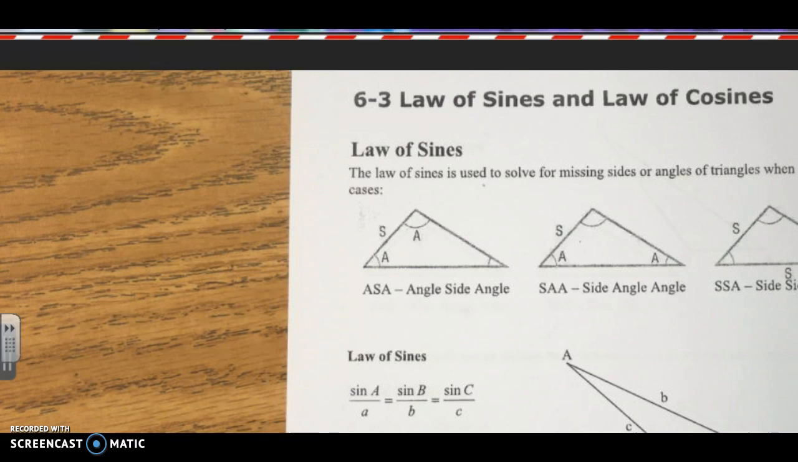So, law of sines and law of cosines give us that opportunity, but they each have their own special circumstances when they can be used and when they cannot be used. So let's do law of sines first. I think you guys did this in IM too, but we're going to do it again.